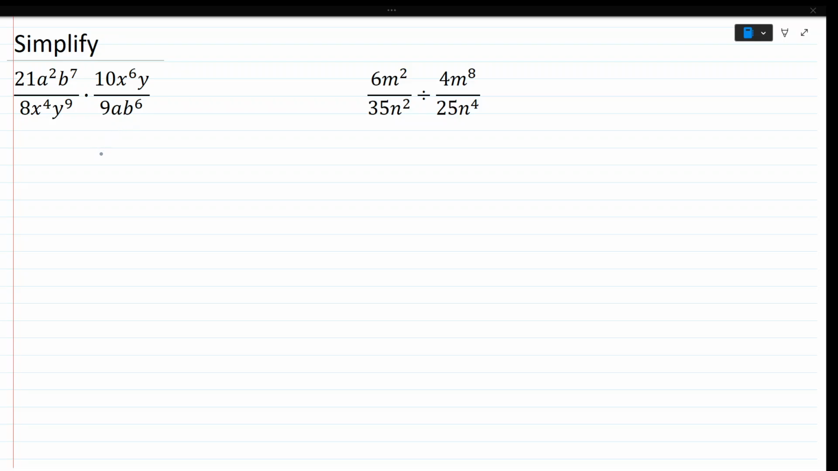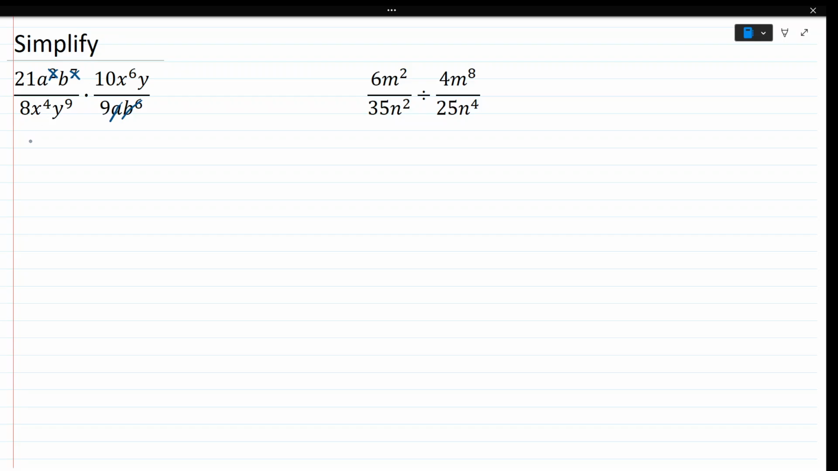So the first thing we could look at is, let's do the variables first. And doing it in alphabetical order, let's look at the a's. So we have an a squared in the numerator of the first one and an a in the denominator of the second one. So we could cancel one of those a's and we'd still have one a on top. And for the b's, we have b to the 7th on the top of one, b to the 6th on the bottom of another. So all 6 of those b's would cancel in the denominator, but once again, we'd still have one b on the top.